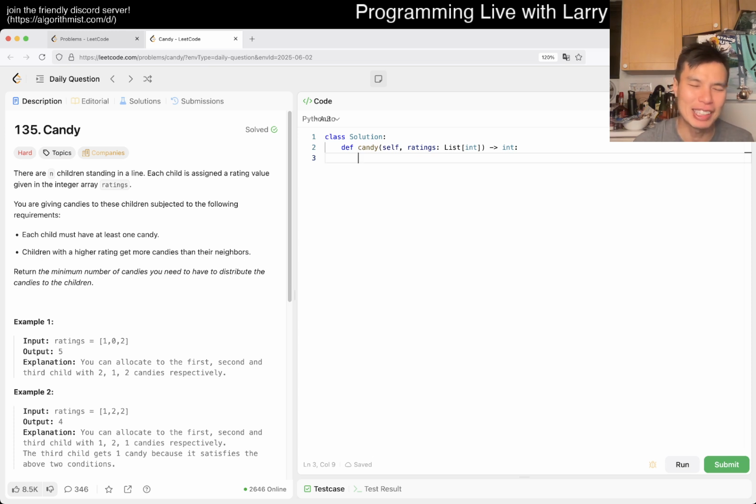But let's take a look at today's problem. We have 135, Candy. There are n children standing in a line. Each child is assigned a rating value in an integer array, ratings. You're giving candies to these children subject to the following requirements. Each child must have at least one candy. A child with a higher rating gets more candy than their neighbor. Return the minimum number of candies you need to have distributed to the children.